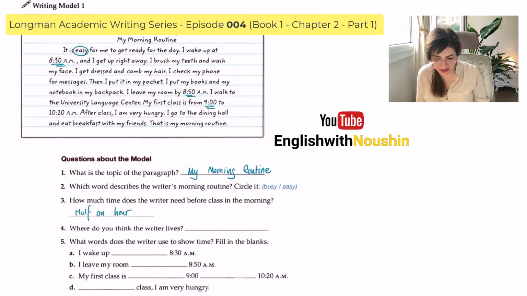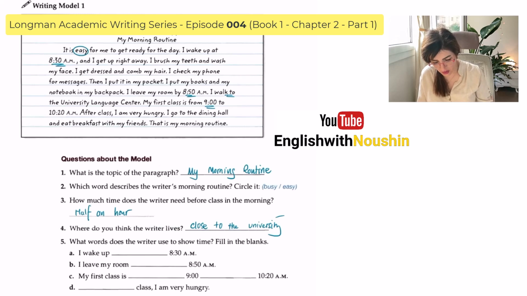Where do you think the writer lives? Well, she walks to the university, doesn't she? I walk to the university. I walk to the University Language Center. So she must be close. Close to the university.